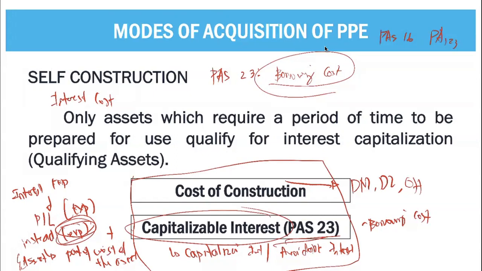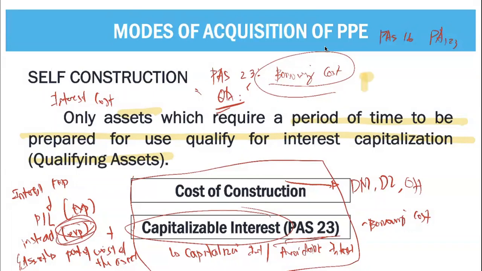Now we go and dwell into your PAS 23, which is your borrowing cost. Before we can particularly capitalize, you must first define a qualifying asset. So PAS 23 defines what is a qualifying asset. So what is a qualifying asset? A qualifying asset is an asset which requires a period of time to be prepared for use, qualifying for interest capitalization. So long as there is a certain period of time to prepare that particular asset for its intended use, and you incur interest while preparing that asset, we call that a qualifying asset.